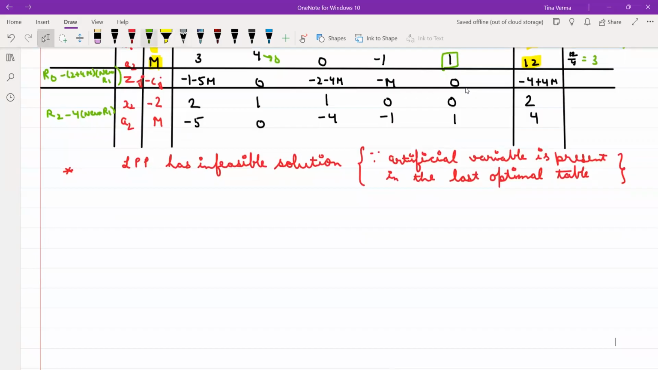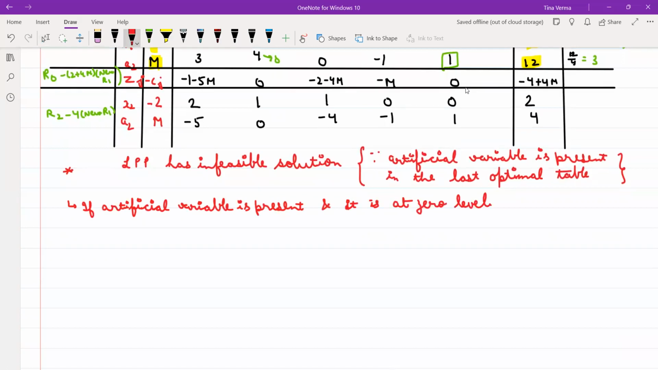And yes, one more key point: if an artificial variable is present and it is at 0 level. अगर आपका आर्टिफिशियल वेरिएबल प्रेजेंट है 0 लेवल पे, मींस मेरी ये वाली एंट्री 4 नहीं होके अगर मेरी ये एंट्री 0 होती, तब मेरा ऑप्टिमल सोल्यूशन होता, राइट?